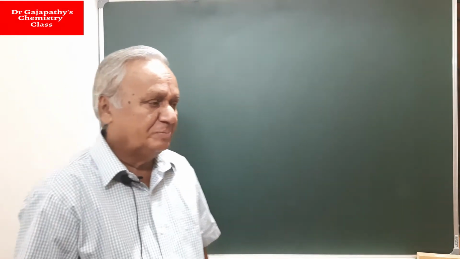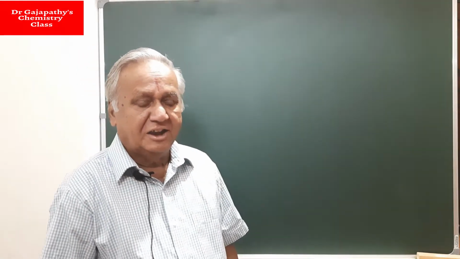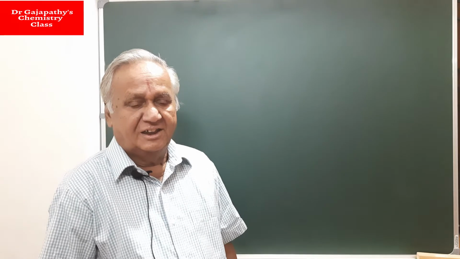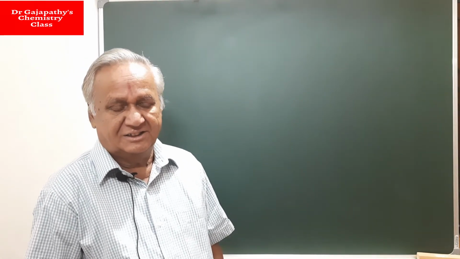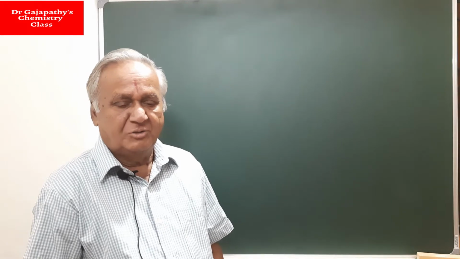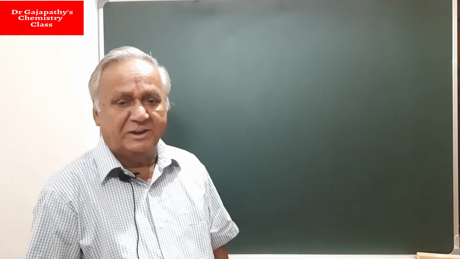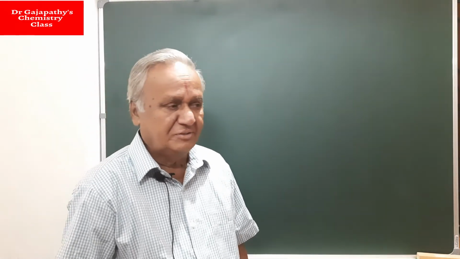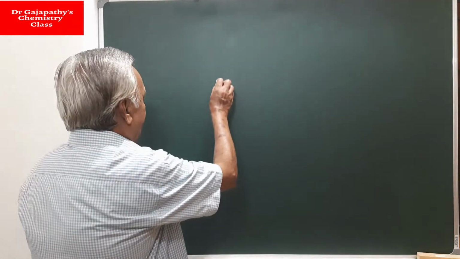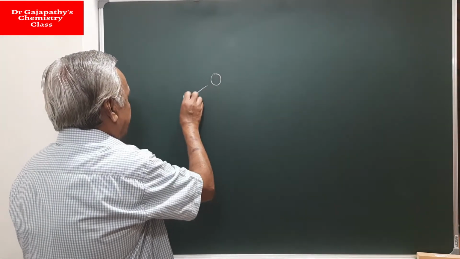I'll talk about the reducible and irreducible representation and introduction to the construction of the character table. Before that, let me introduce what is meant by a transformation matrix. Say, for example, I have a molecule, water.